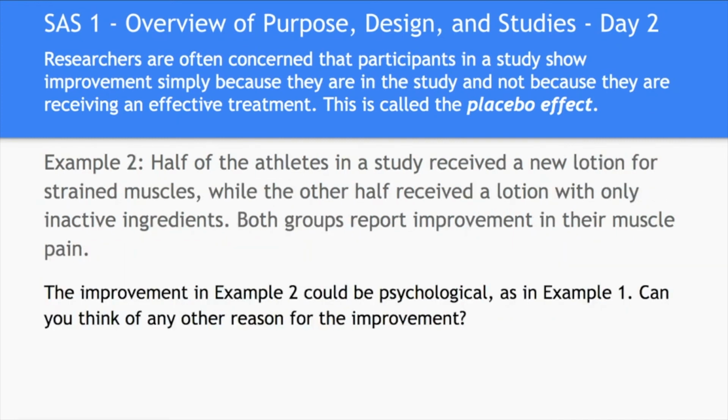Example two: half the athletes in the study received a new lotion for strained muscles, while the other half received lotion with only inactive ingredients. Both groups report improvement in their muscles. The improvement in example two could be psychological, as in example one. Can you think of any other reason why there might be improvement with people getting lotion? Well, think about it. How do you put lotion on? You massage it in. You massage a muscle. Even if the lotion doesn't have any active ingredients, they still get relief because of the massaging motion of the hand.